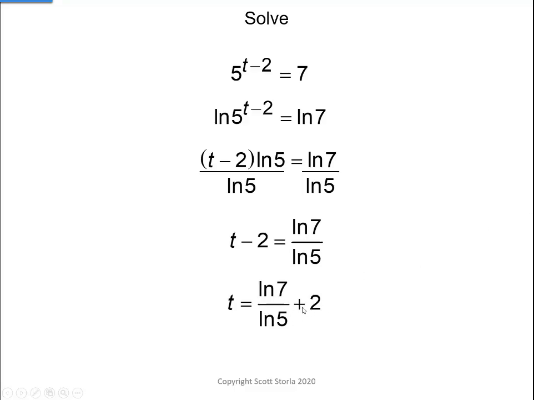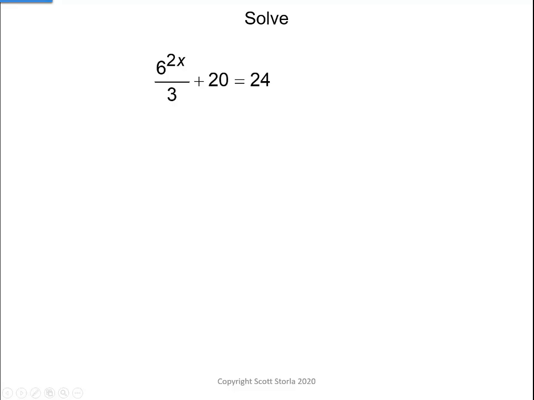There isn't a way to simplify this. These are unlike terms, and so the sum is as good as it's going to get. Try this one.